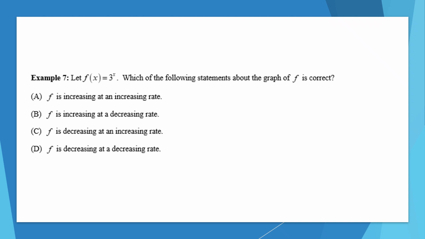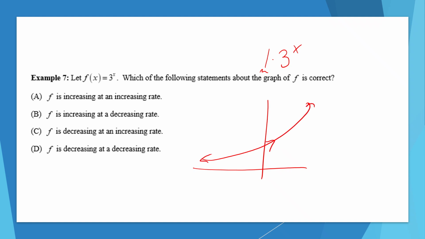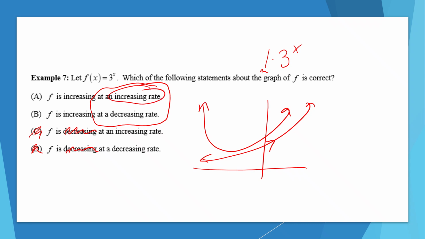And then finally, example number 7, let f of x equals 3 to the power of x. Which of the following statements about the graph of f is correct? So this is 1 times 3 to the x. You can assume a 1 if it's not stated. This is an example of exponential growth, and so this function is definitely increasing, right? So we can eliminate c and d because that says decreasing. And then here it says at an increasing or decreasing rate. That's going to be talking about the concavity. So what we want to do here is this is concave up, so the rate of change should also be increasing. So A should be our correct answer for example 7.